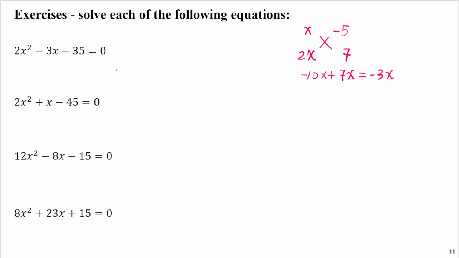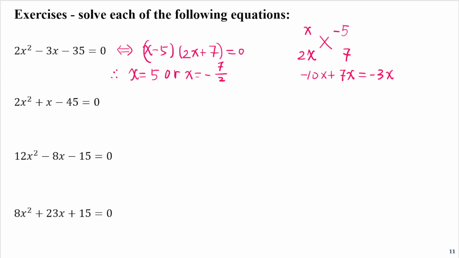So the original equation is equivalent to x minus 5 times 2x plus 7 equals 0. Therefore, we know the solutions are x is either 5 or x is negative 7 over 2, right?